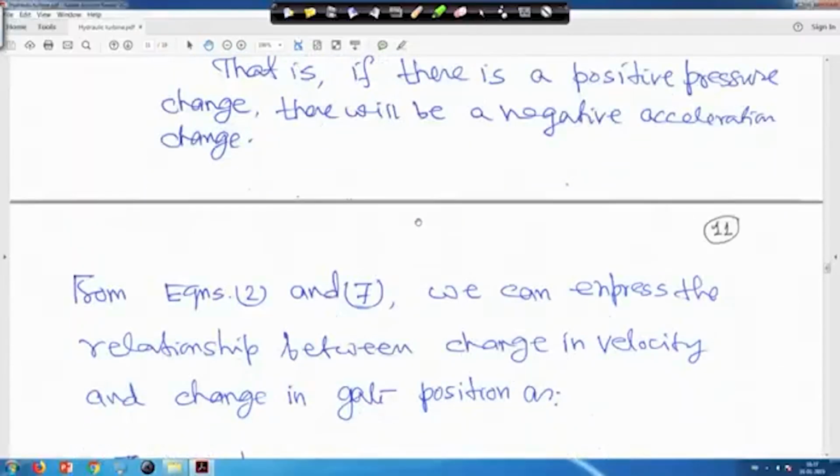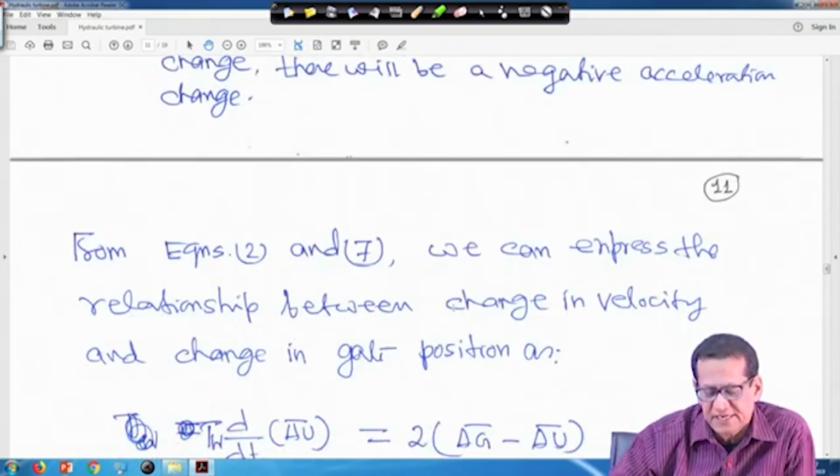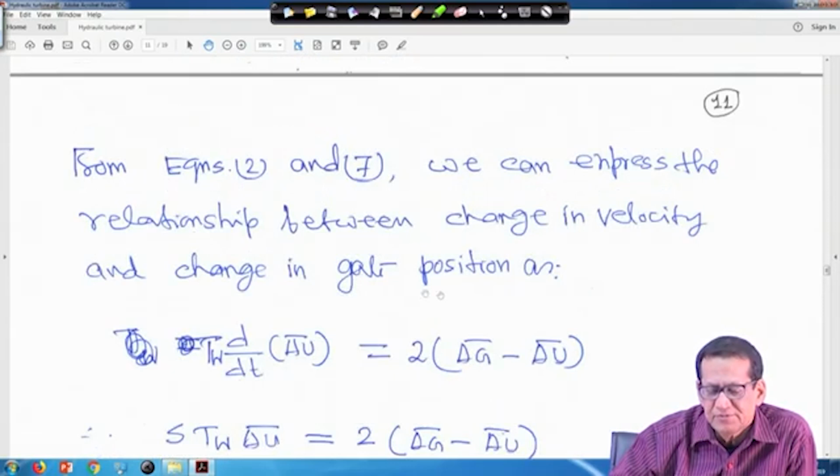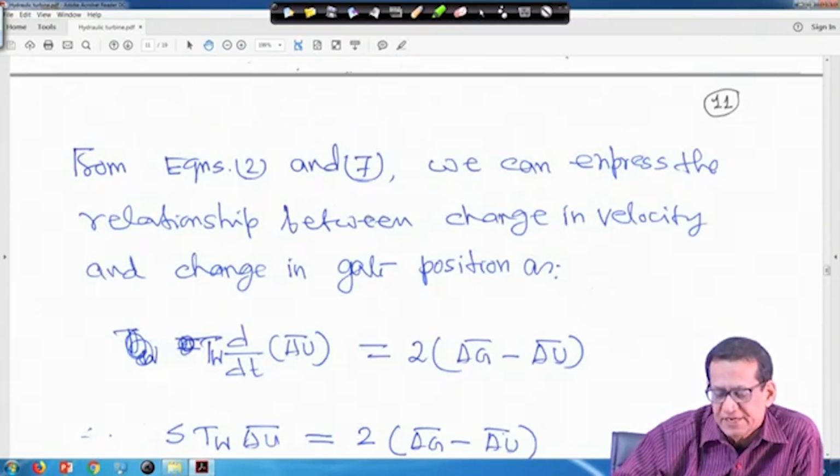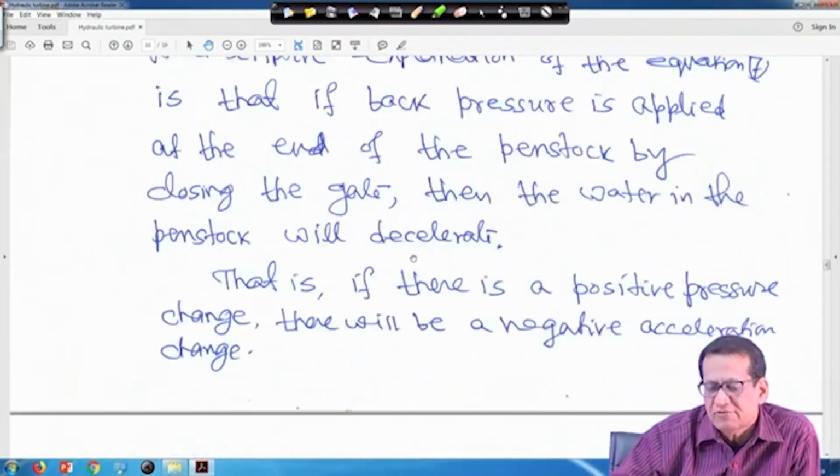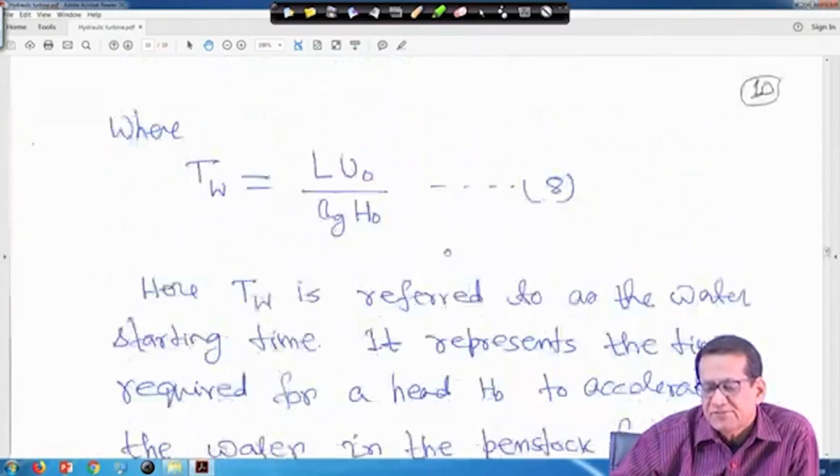So, we are back again. We have seen equation 7 regarding the water starting time, right. From equations 2 and 7 we can express the relationship between change in velocity and change in gate position. Therefore, we can write, from equations 2 and 7, right.